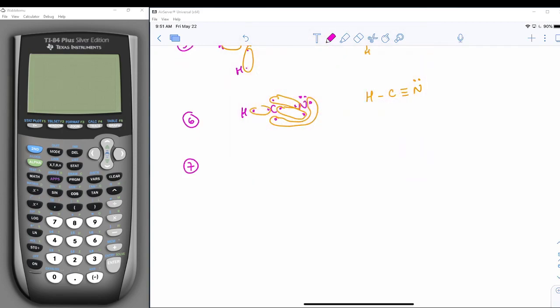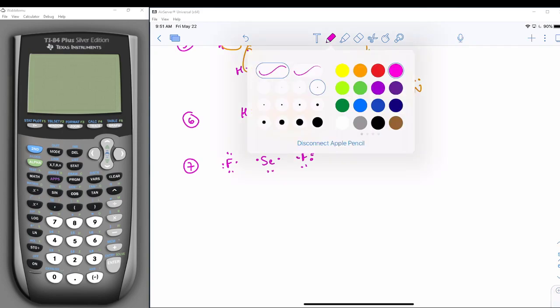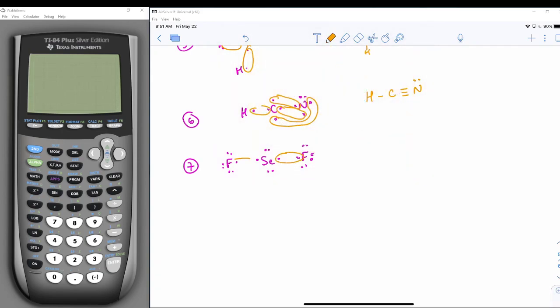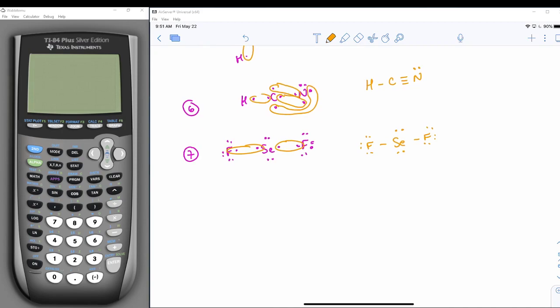And last but not least, SeF2. F has 7. Se has 6. So therefore we pair up 1, pair up 1. And we get that structure here.